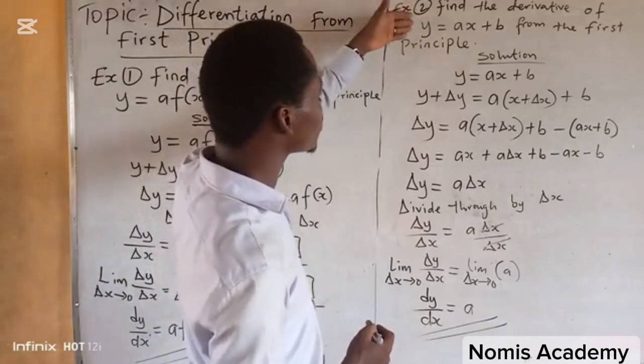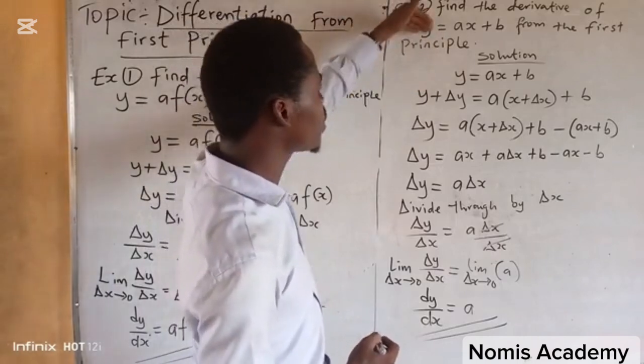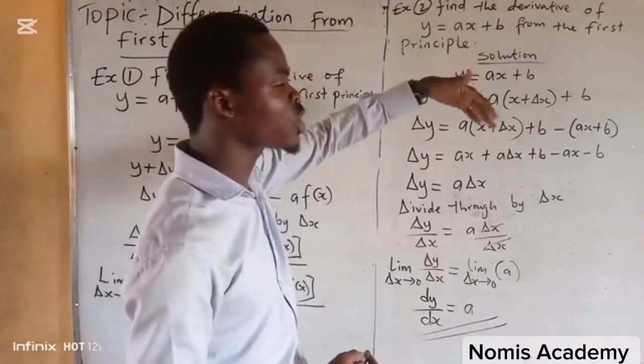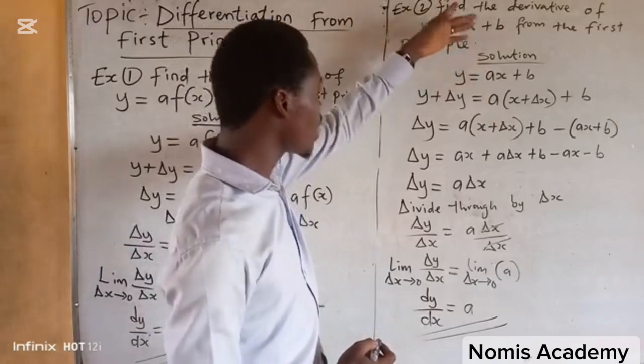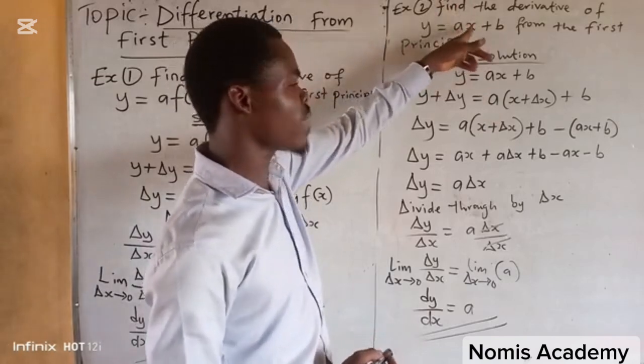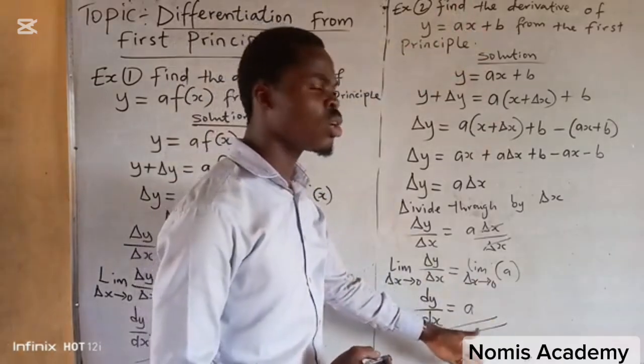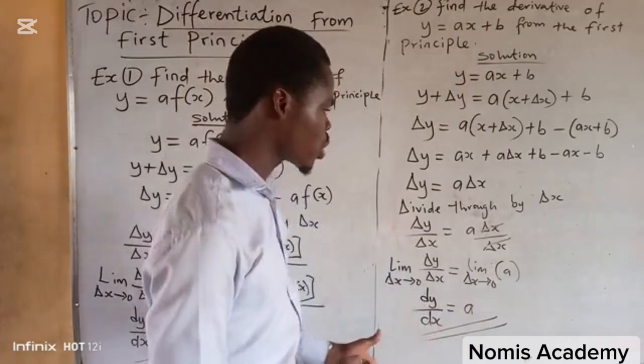Whenever you're asked to find the derivative of this kind of function, a linear function, you will always have a, the coefficient of x, as the solution or as the derivative of the function.